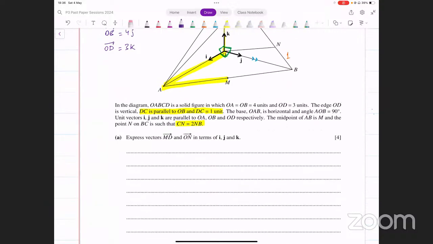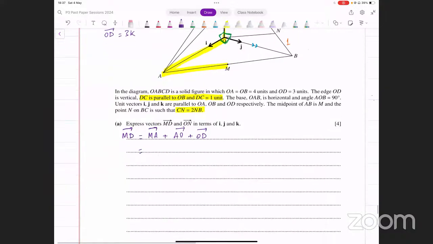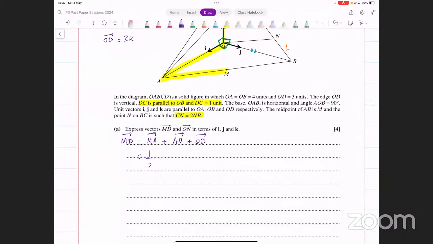In order to go from M to D, let's go from M to A, then from A to O, and then from O to D. Now, AO is known, that will be minus 4i. OD is known. The only problem is MA. Now, M is the midpoint of AB, so MA is half of BA. If we consider this whole vector BA, MA is going to be half of that. So it's half of BA plus AO plus OD.